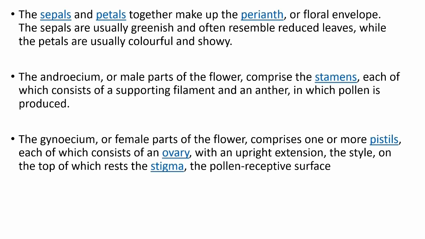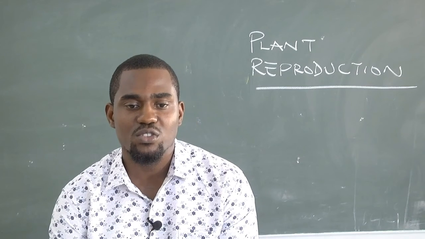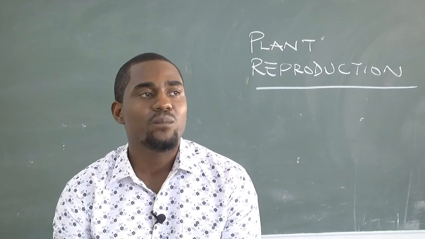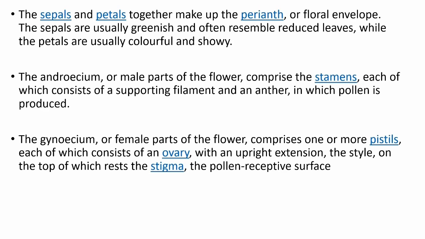In most cases, you find the sepals underneath the petals. Then the male structure, which we refer to as the androecium, comprises stamens, and each stamen consists of a supporting filament and an anther, in which we have the production of pollen. So the pollen grains are produced in the anther.